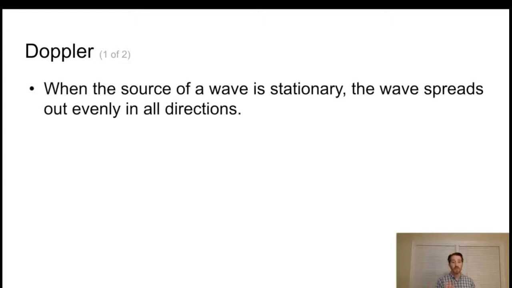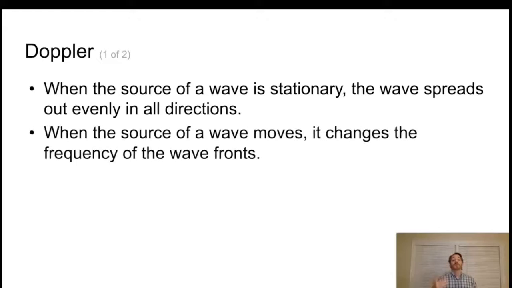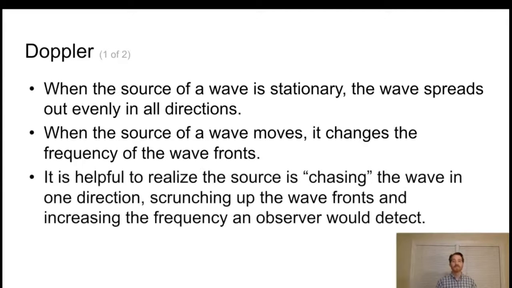So if the source of a wave is stationary, which is how we'll usually talk about it in this class, then the wave that is generated travels out evenly in every direction, as it says here. But when the source of the wave moves, then it changes how the frequency is perceived in different directions around it. As it says, it's very helpful to think that the source of the sound is chasing its own sound waves, but it can only do that in one particular direction. An animation coming up might be really helpful.